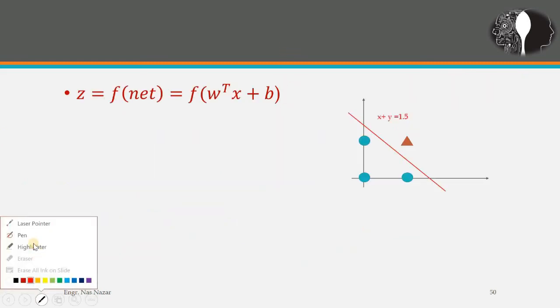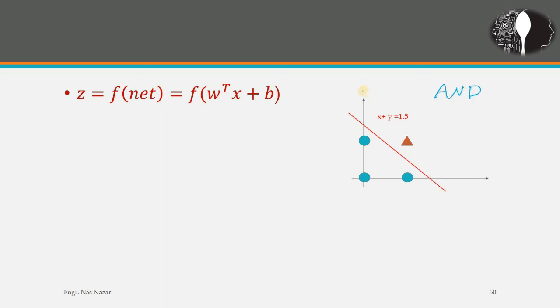Let's take a look at this AND gate and see how we can show it with the new formula that we just found. Here we have AND. This is based on the y-axis and x-axis. These are our inputs, and these circles represent 0 for output, or let's say totally false, and this triangle shows 1 for output, or totally true. We already learned that we can separate them with a simple line. This is the equation for this line, and each line represents one neuron.